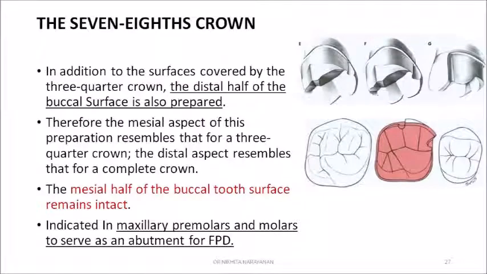Next is a 7/8 crown. In 3/4 crown, whole of the buccal surface is left intact. But in 7/8 crown, only mesial half of the buccal surface is left intact. The distal half of the buccal surface will be prepared. So therefore, the mesial aspect of the preparation resembles that of a 3/4 crown, and distal aspect of the preparation resembles that of a complete crown. So these are indicated in maxillary premolars and molars to serve as an abutment for FPD.